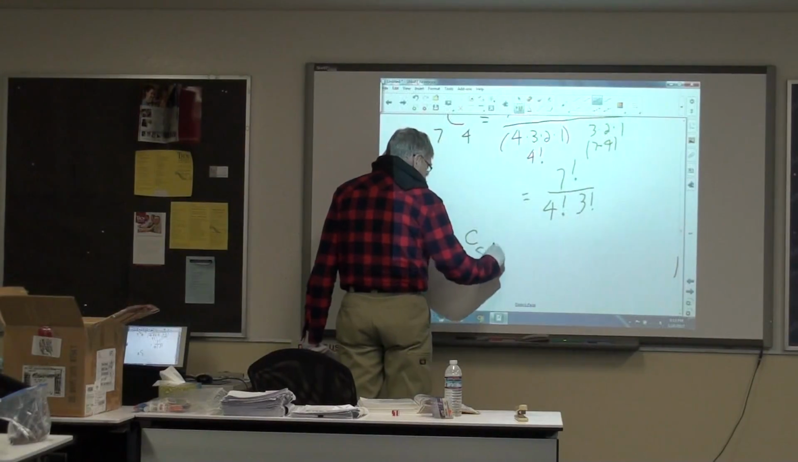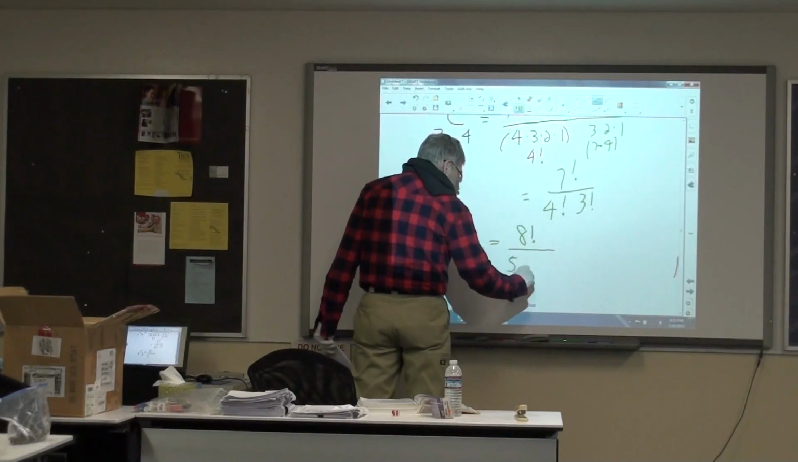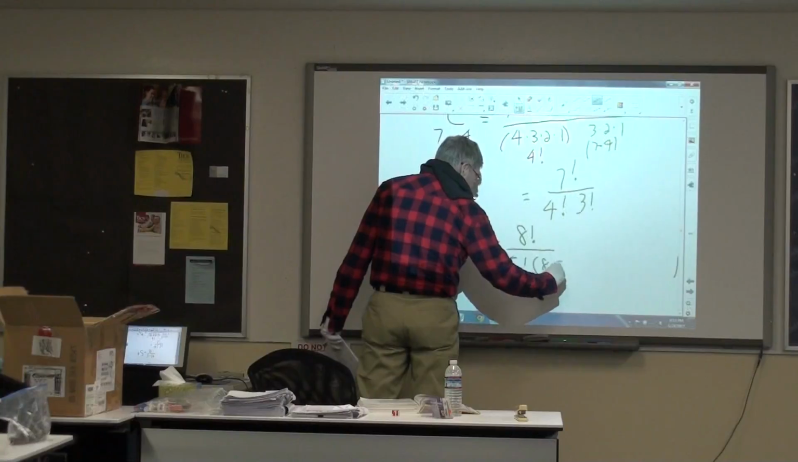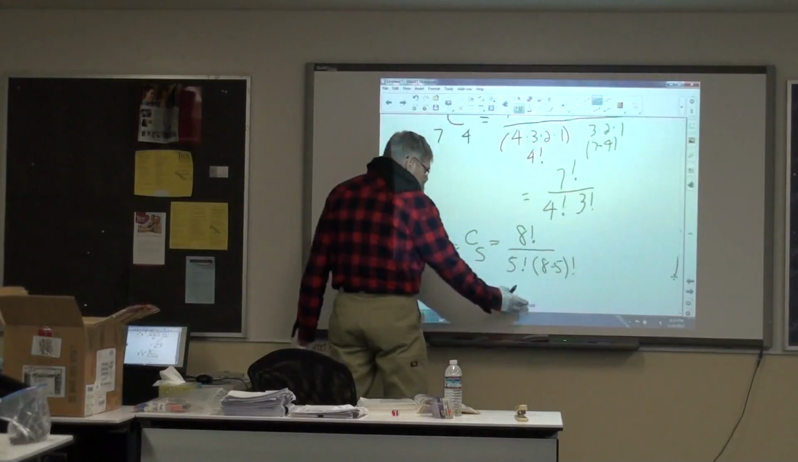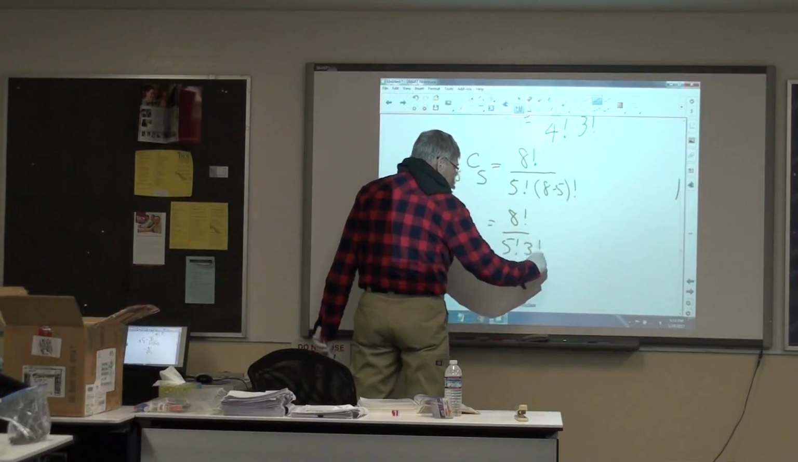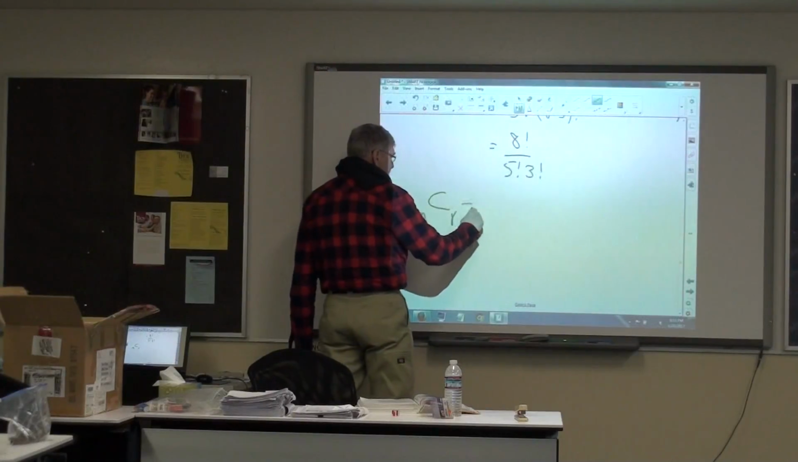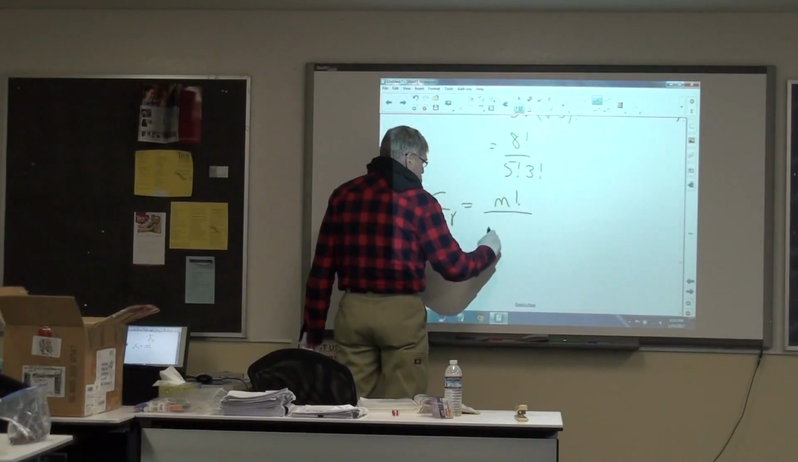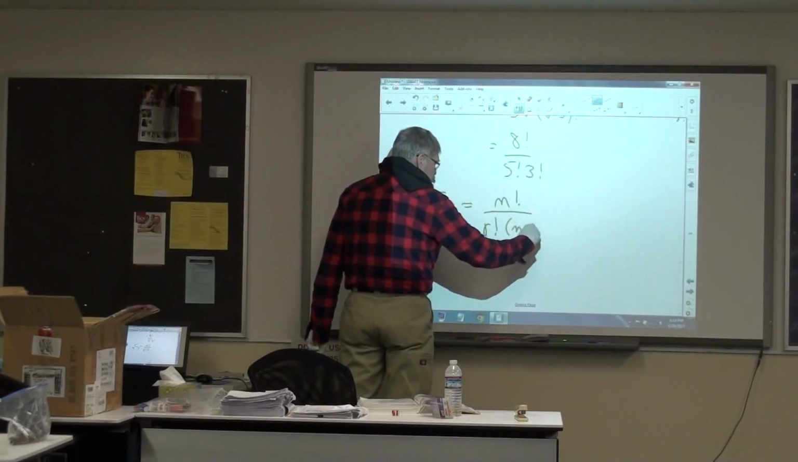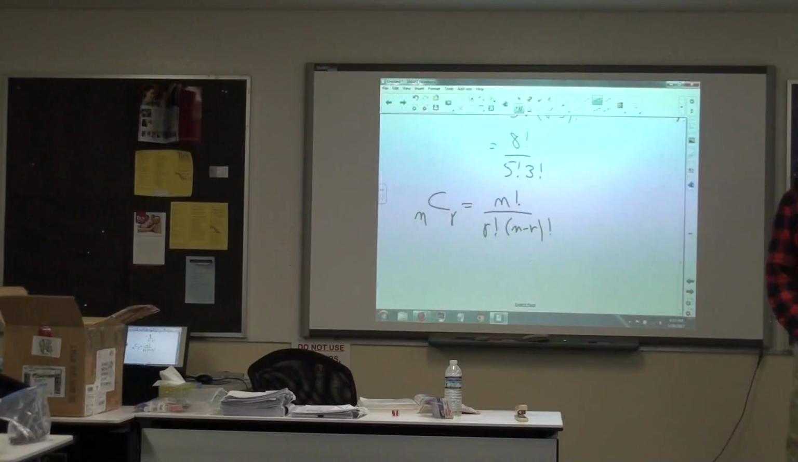C(8,5) is going to be 8 factorial over 5 factorial times (8 minus 5) factorial, which will be 3 factorial. So the definition of the factorial way to do it is n factorial over r factorial times (n minus r) factorial. So if you want to do combinations in terms of factorials, then this is the prescription to do it.